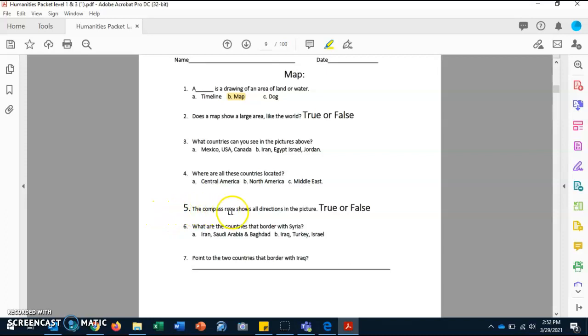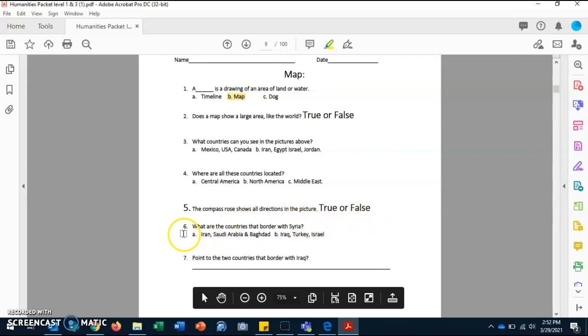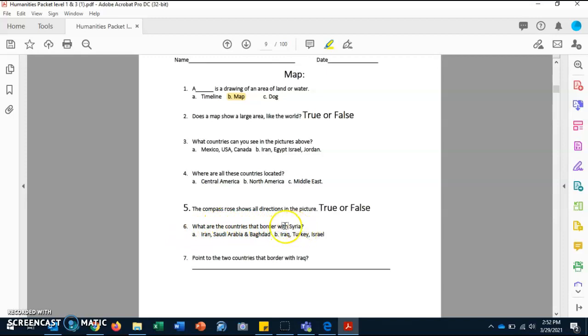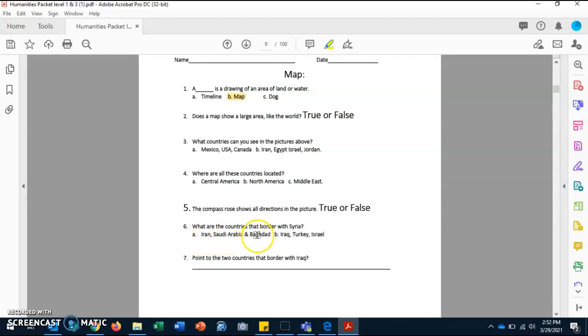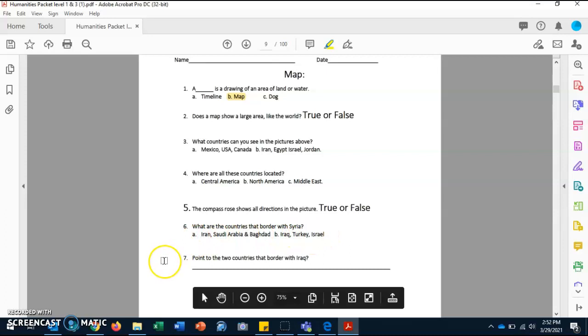Number 5. The compass rose shows all directions in the picture. True or false? Number 6. What are the countries on the border with Syria? A, Iran, Saudi Arabia, or Baghdad? Or B, Iraq, Turkey, and Israel? And number 7, point to the 2 countries that border with Iraq.